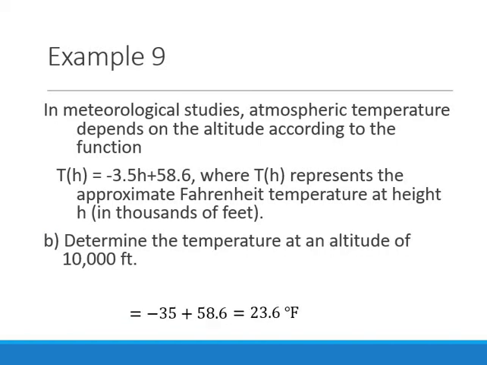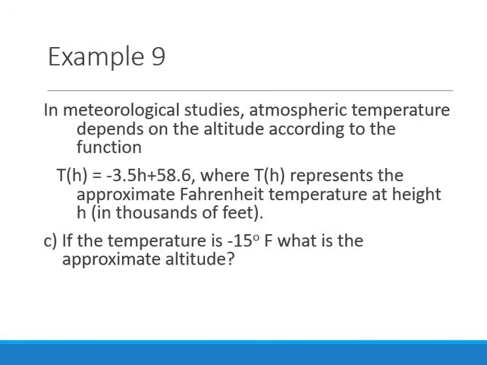Part B, determine the temperature at an altitude of 10,000 feet. At 10,000 feet, our H is measured in 1,000 feet, so we would plug in 10 instead of 10,000. T of 10, we just plug into the formula, negative 3.5 times 10 plus 58.6, which gives me negative 35 plus 58.6, which comes out to be 23.6 degrees Fahrenheit. So we can evaluate the function is what we call that.